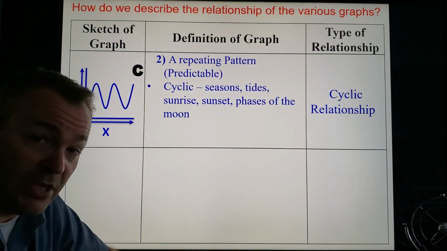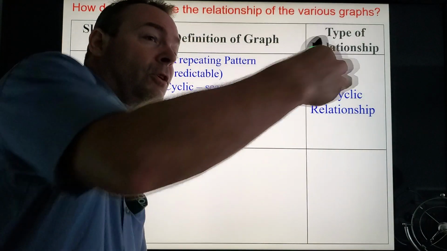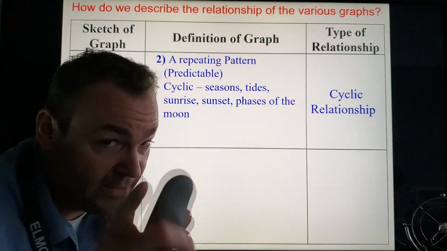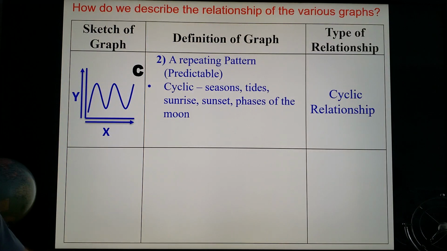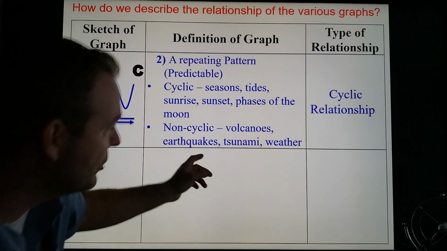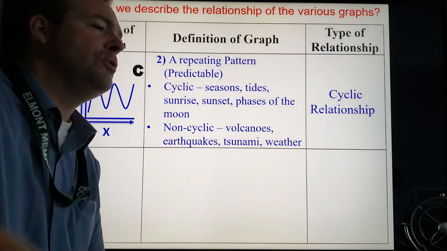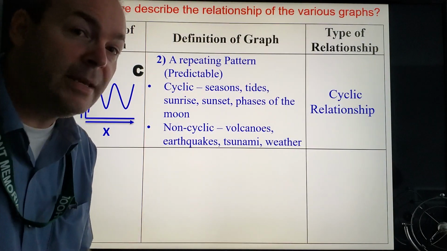Phases of the moon are cyclic, right? You go from a new moon to a full moon, and then, of course, back to the new over the course of a month. Yes, that's where that word month came from. So they're pretty cool, cyclic relationships. Non-cyclic events would be like earthquakes, tsunamis, weather, volcanoes. Harder to predict because they aren't so directly repeating.